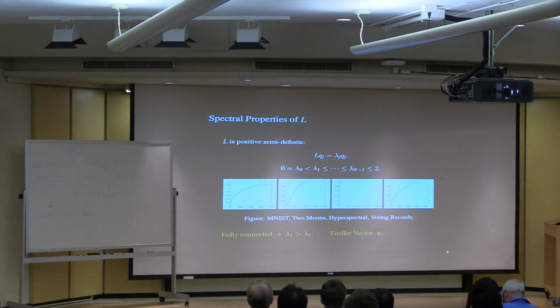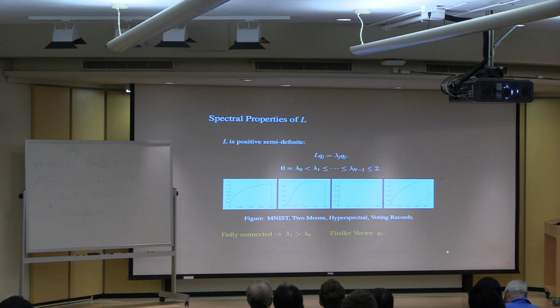MNIST, which is digit data recognition. Two moons is an artificial data set we'll see in a moment. Hyperspectral is a very large data set that I'll tell you about when we get there, where n is around 500,000. And a voting records example, which is nice to understand what's going on here.